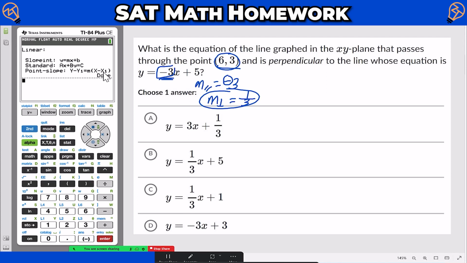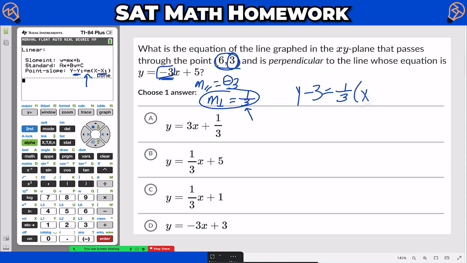So let's go ahead and write this out where we have y. And then when it says minus y1 or minus x1, that just means the opposite of those respective coordinates. So the opposite of +3 would be -3. The slope, we already determined, is going to be 1/3 for the perpendicular slope. I'm going to do x. The opposite of +6 is -6.